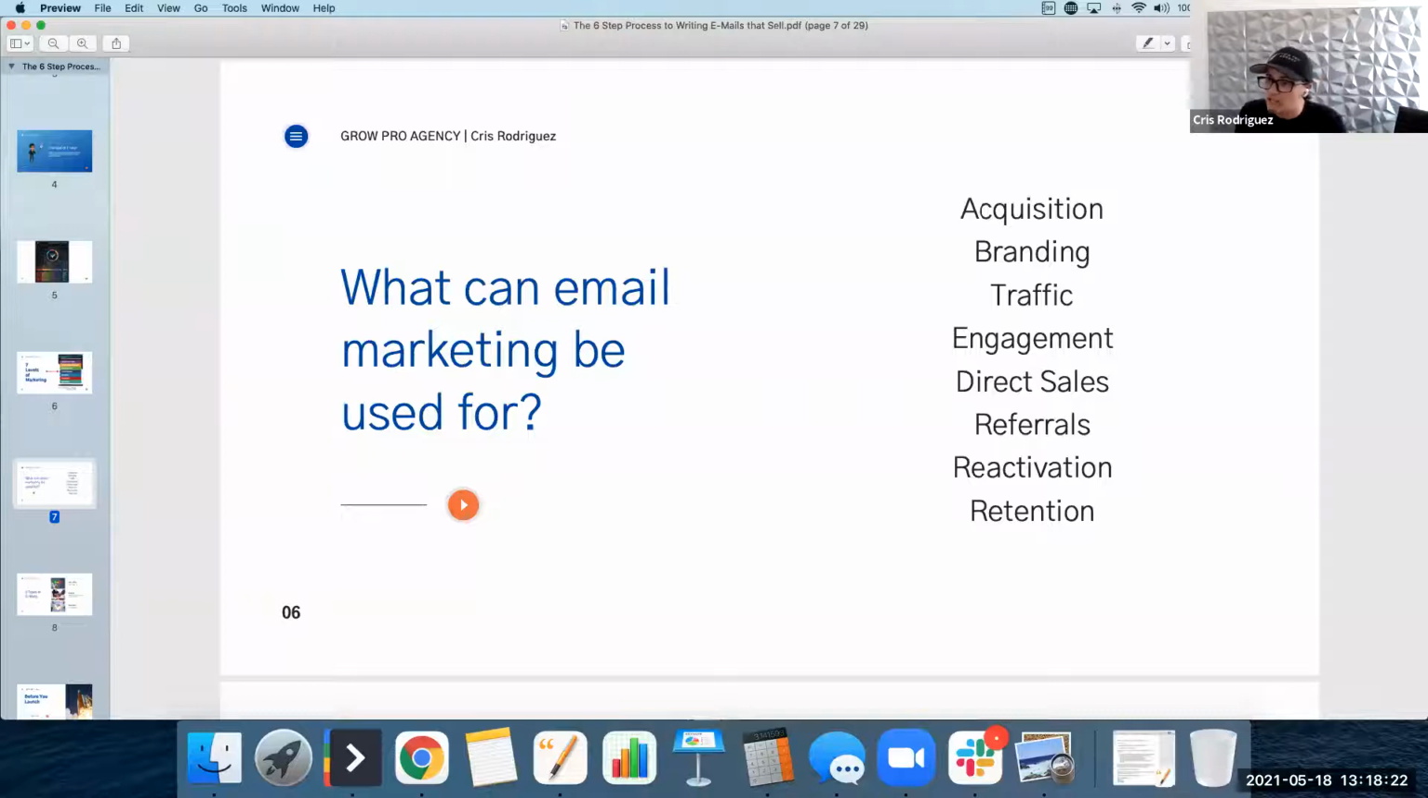Gage is asking, would that reactivation email have contact info, or are you just waiting for the reply? You're just waiting for the reply. That's it. You're waiting to start the conversation.